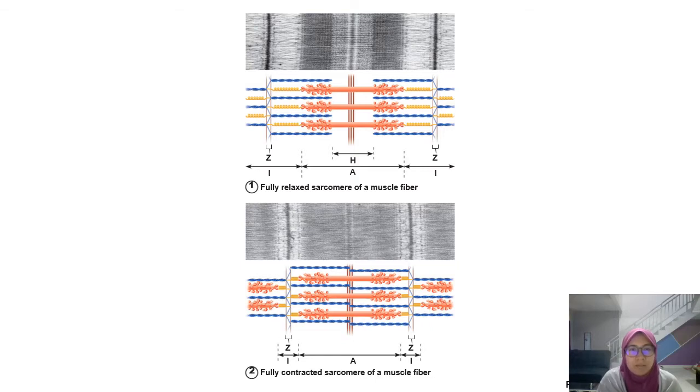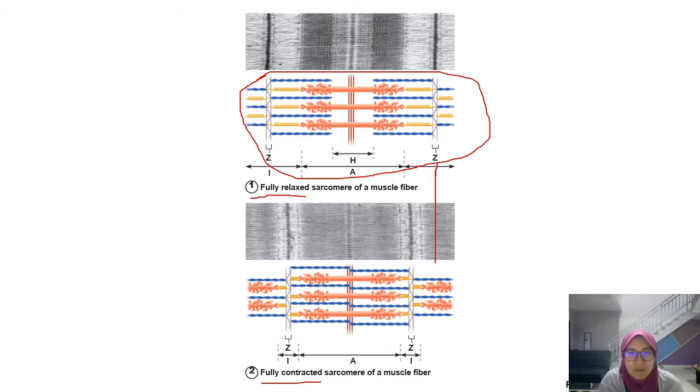Here is an example of the sarcomere. This is one sarcomere, a fully relaxed sarcomere of the muscle fiber, so no cross bridge happens. Now this is an example of a fully contracted sarcomere. From here, you can see this line, the original line, becomes shorter to here. Same goes with this line. That means the actin is pulling the sarcomere toward the center.